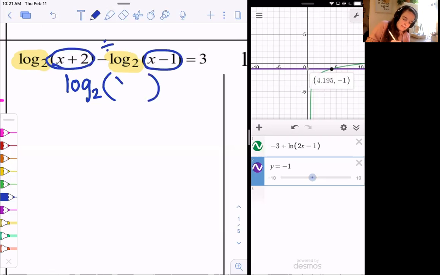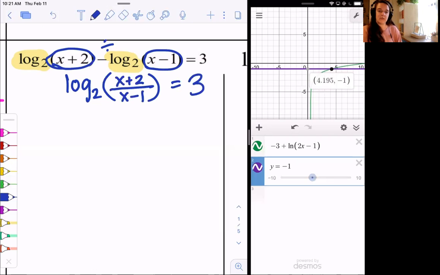So in my log, I'm going to have x plus 2 divided by x minus 1. And it's still going to equal 3. Right, so now I've combined them into one log. Now I'm going to do step 2, exponentiate. What number am I going to use? What power am I going to use? Well, this is going to be my power. My base number should be 2. Yes, Brandon. 2, like that. And 2, like this.